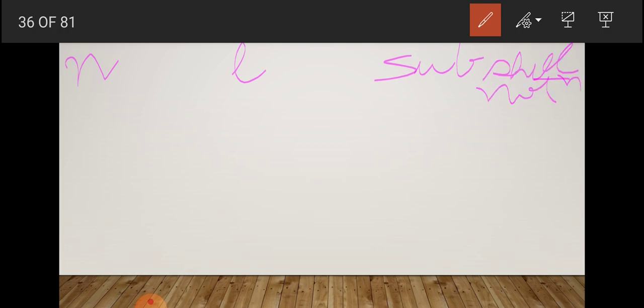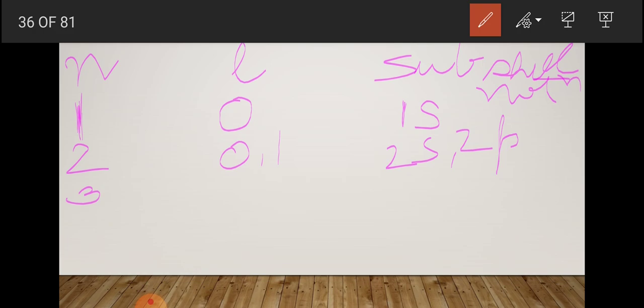Subshell notation. Our value of n is 1. The value of L will be 0. And for the subshell, as 1 is here, only 1 will be here, and this is 1s. Now for n = 2, L will be 0 and 1. So it will be 2s, 2p. If n is equal to 3, L will be 0, 1 and 2. And this will be 3s, 3p, 3d.